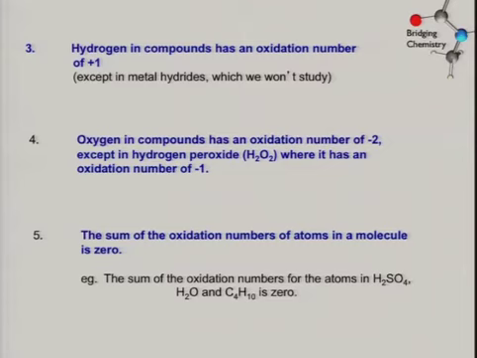In a molecule which has no overall charge, like H2SO4, the sum of the oxidation numbers of all of the atoms in your molecule equals 0. So for H2SO4, 2 times the oxidation number of the hydrogen plus the oxidation number of the sulfur plus 4 times the oxidation number of the oxygens equals 0. Does that make sense? So if the molecule has no overall charge, then the sum of the oxidation numbers must equal 0.